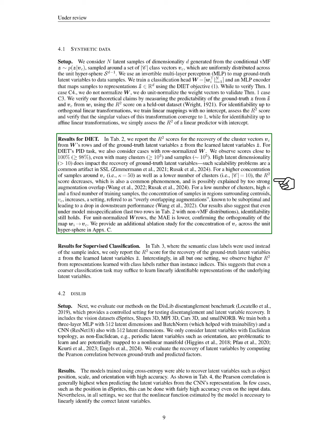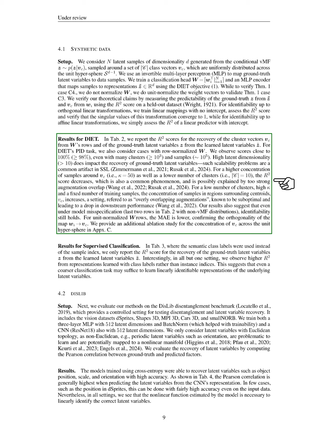However, high latent dimensionality affects the recovery of ground truth latent variables, which is a common issue in semi-supervised learning. When we have a higher concentration of samples and fewer clusters, the R-squared score decreases, likely due to excessive overlap in augmentations. With a low number of clusters and a fixed number of training samples, we see an increase in sample concentration around centroids, which is known to be suboptimal and can reduce performance.